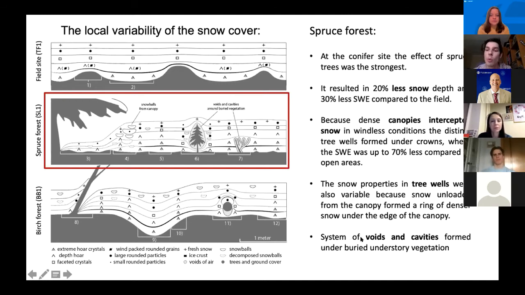Also, a system of voids and cavities formed under and around buried understory vegetation, such as small shrubs and small conifers. And it also affected the rates of kinetic growth metamorphism, and it resulted in pretty different stratigraphy. So it is always a combination of different processes and differences in vegetation and topography, which produce the resulting snow stratigraphy.